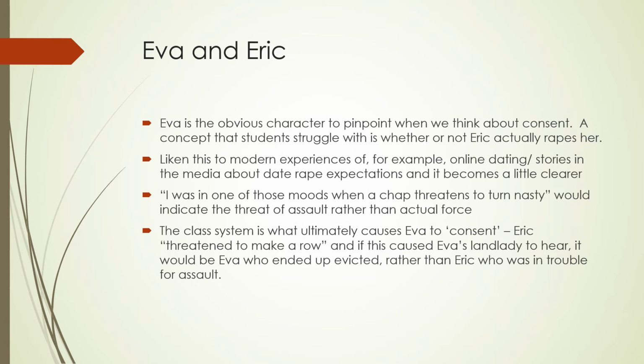So you could argue then that the class system is what ultimately causes Eva to consent. Eric threatened to make a row. As I mentioned before in the character video, if there was a row, if there was an argument, and Eva's landlady or landlord would hear it, it would actually be Eva who ended up evicted rather than Eric, who was in trouble for the assault. So you've got this idea that even the landlady, if she heard Eva's distress, Eva's cries for help, she would seemingly have this agreement that Eva had implicitly consented to Eric and her engaging in sexual intercourse, because that was the expectation, and that class system is what causes Eva to consent. So really, it was a lose-lose situation for Eva Smith at this point.